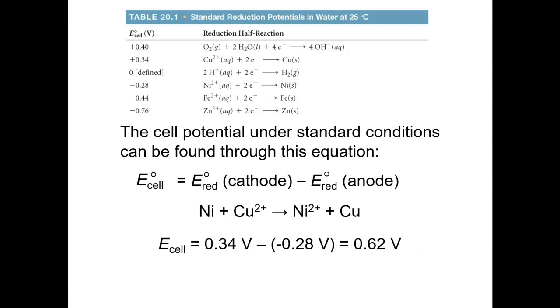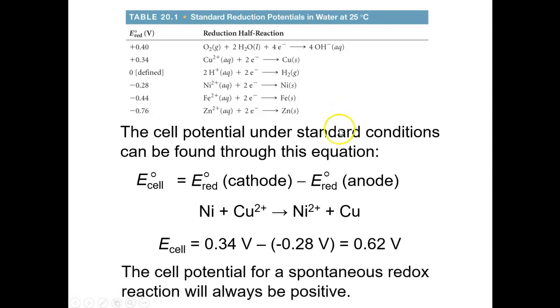You may recall when I built a cell in class, it was a copper zinc cell instead of a copper nickel cell. And if you calculate the cell potential for that one, it would be 0.34 minus negative 0.76, which gives you 1.1 volts. And you might remember that I was very excited when we put the voltmeter into that cell and discovered that it was reading 1.1.